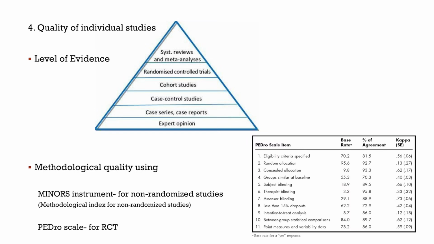So for evaluating the quality of our studies, in this paper, the authors have used two instruments. One is Minors instrument, that is the methodological index for non-randomized studies. So this is for the non-randomized studies, and there's another one, PEDro scale, for the randomized control trials. We don't need to learn this, but we need to be aware that such instruments are available to evaluate the quality of the studies being included in the systematic review, and the robustness of our systematic review will depend on the quality of these studies.